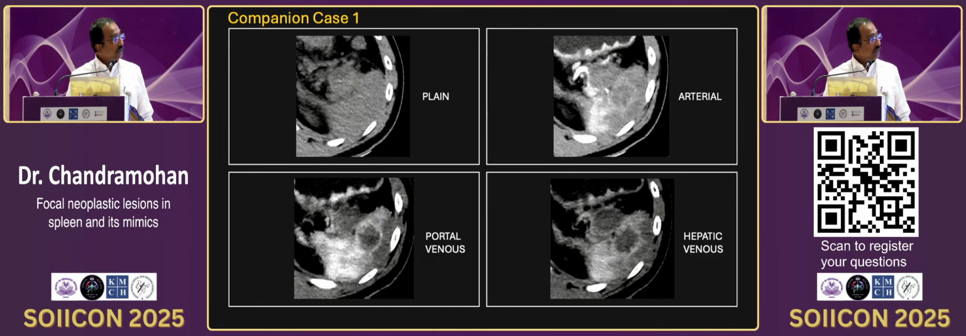Now this is a companion case where we have a known patient of acute pancreatitis where there is some hyperdense material in the tail of the pancreas, and in the spleen we can see a rim enhancing lesion with internal homogeneous cystic area, which is a pseudocyst.